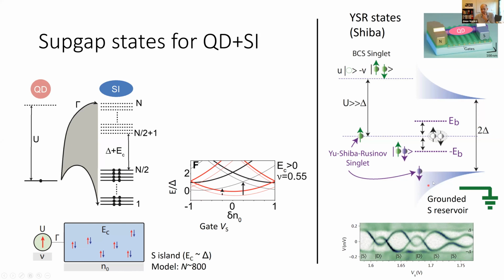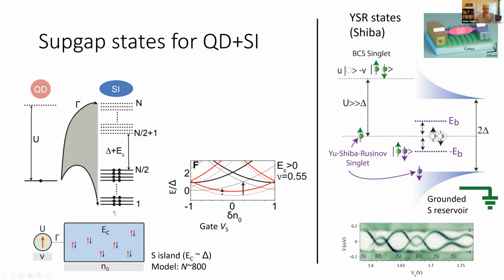So in that case, one obtains these bound states in the gap, the so-called Shiba states, or Yu-Shiba-Rusinov states, and due to the electron-hole symmetry of the superconductor, these are always symmetric in energy, giving rise to these highly symmetric loop-like structures in bias spectroscopy and such. So that's our reference system.